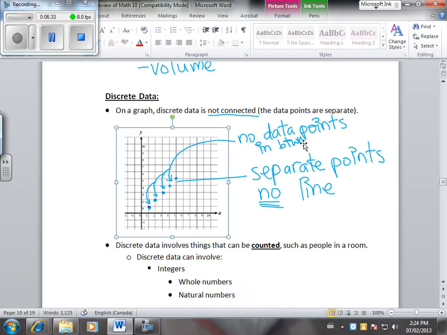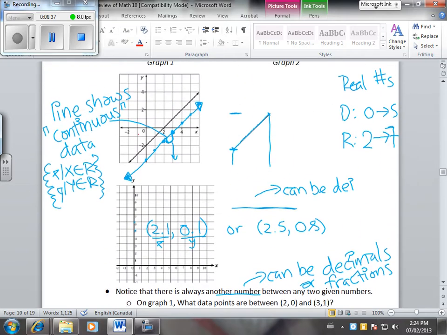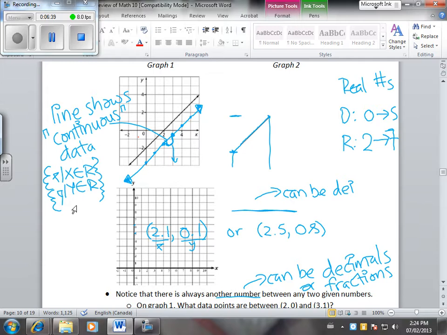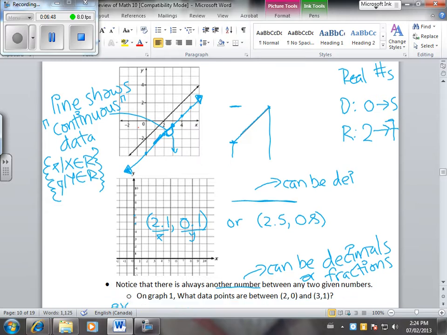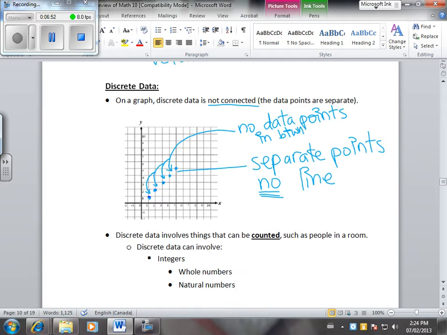Just to confirm this, when we looked at our continuous graph, and we have our line, there's all those points, but we have all that information happening in between each point, and those are each data points also. But in discrete data, you just have the data that you're given. In this case, we're given our 5 points, and there's no line in between. There are no data points in between.